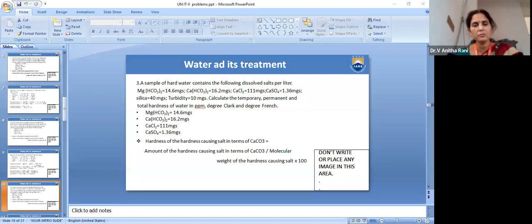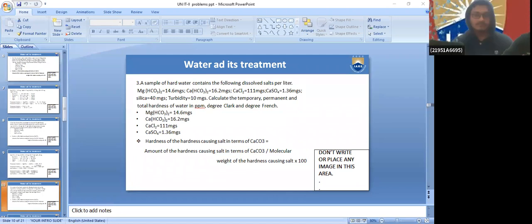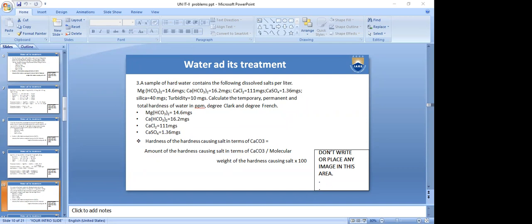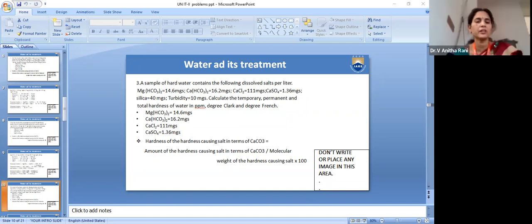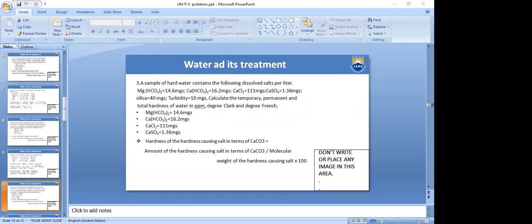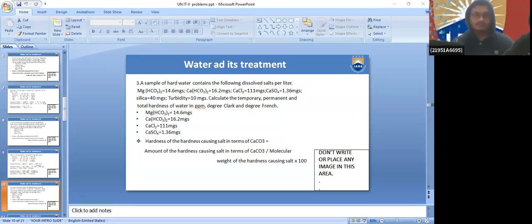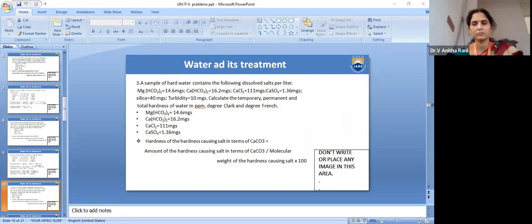How much you got for calcium sulfate? 6.8 by, students, molecular weight of calcium sulfate? No one is telling me. We learned molecular weight for 6 salts. 136, ma'am. So 6.8 by 136 into 100. How much you got? 5 ppm. Okay. Now next one you do calcium chloride.